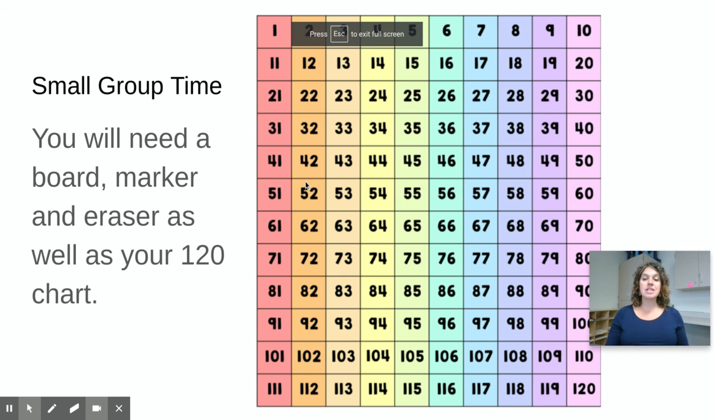All right, so when I see you in small group, you should have already taken your quiz. Some of you might have played the game. You might not have, but you will want to bring your board marker eraser and your 120 chart to small group, because we're going to do a little bit of practice, kind of counting forward and going backward, and we want to make sure that you have this resource to help you with it. So I will see you in small group.